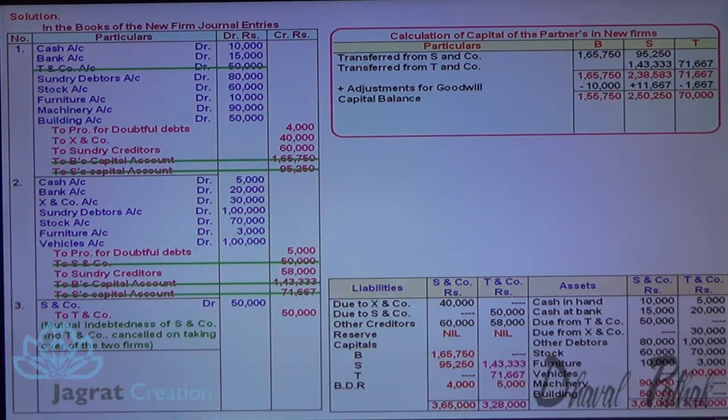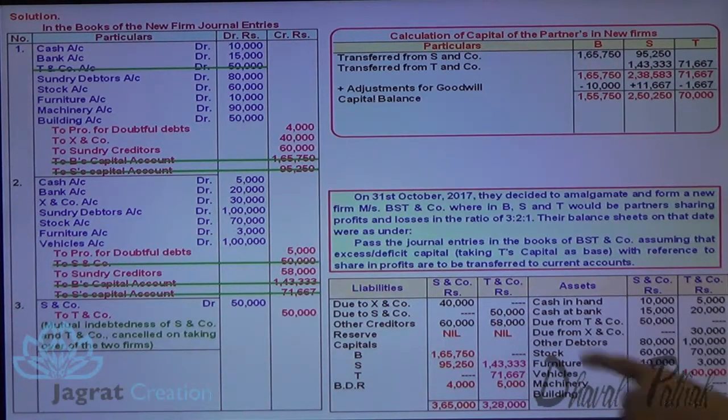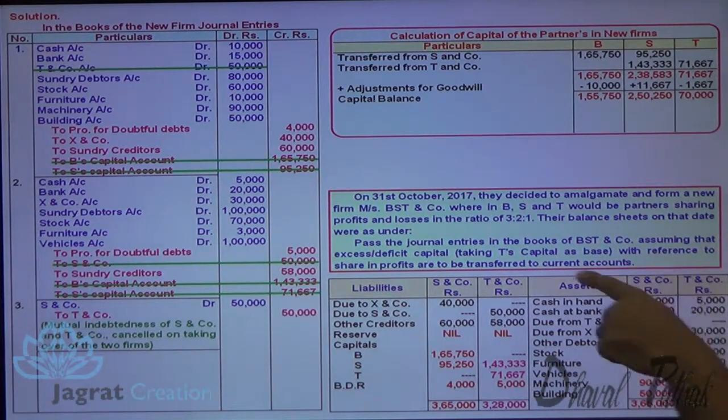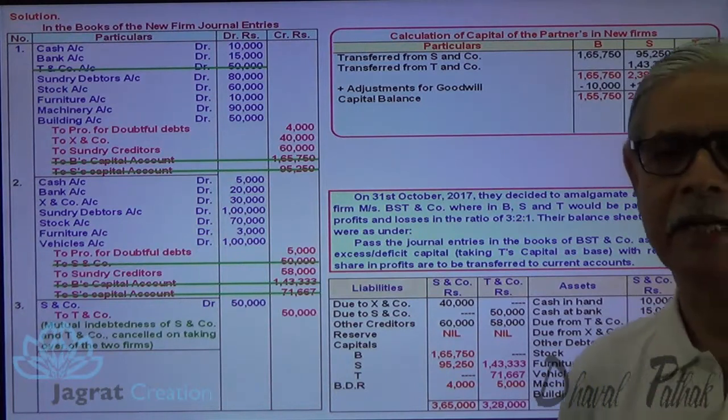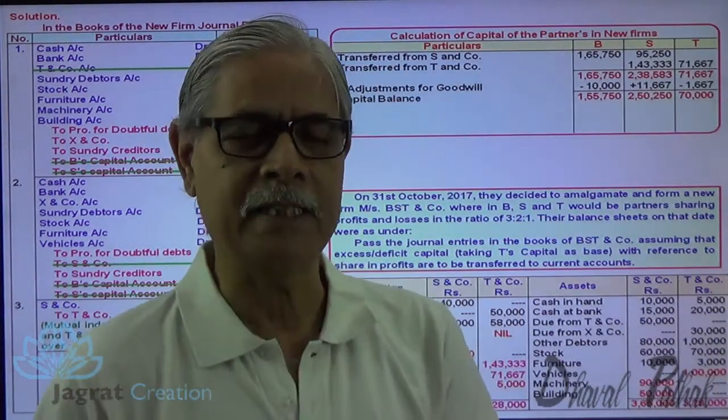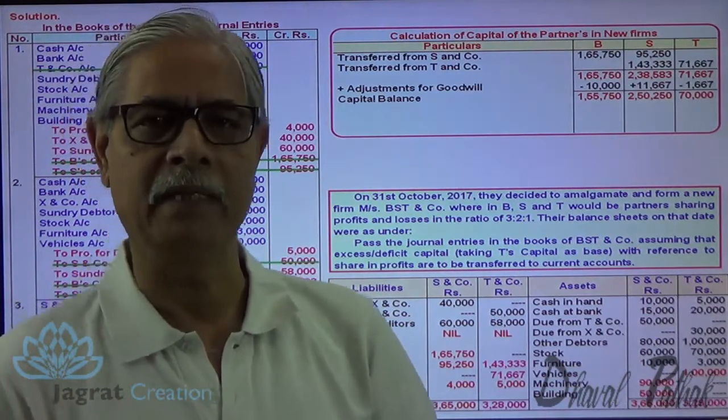Now, partners have decided to keep the capital in the profit sharing ratio, wherein taking T's capital as the base, capital of T is to be taken as the base. And on the basis of T's capital, other partners are required to maintain their capital.